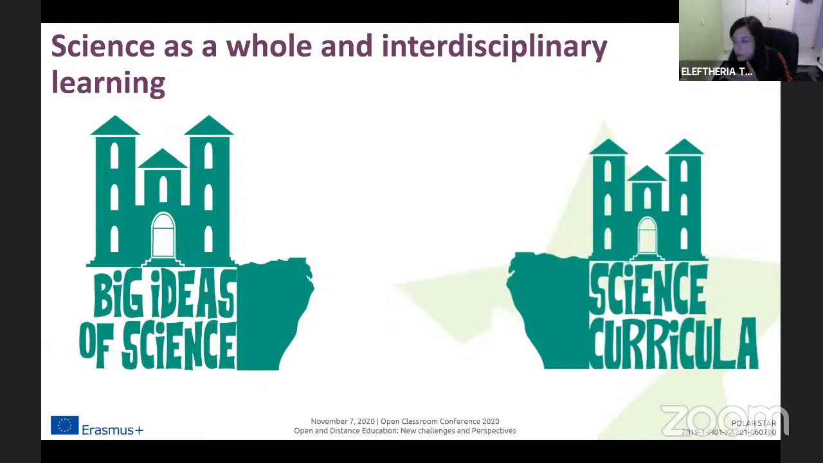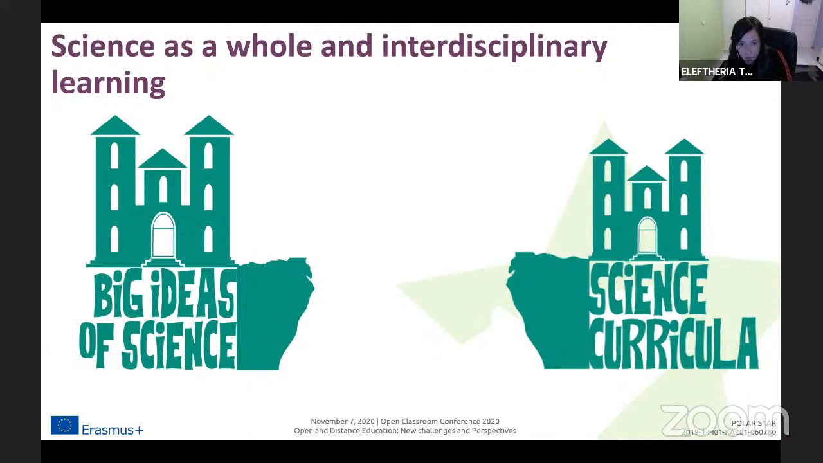So on one hand, we have the science curricula, which is all the different small things that we teach our students. And on the other hand, we have the big ideas of science, which are 8 super big and abstract ideas, which are the core concepts that we want our students to remember. So how do we bridge these two? How do we make the connection?